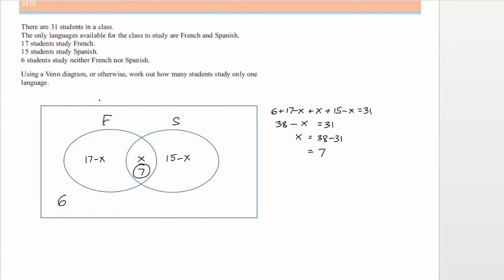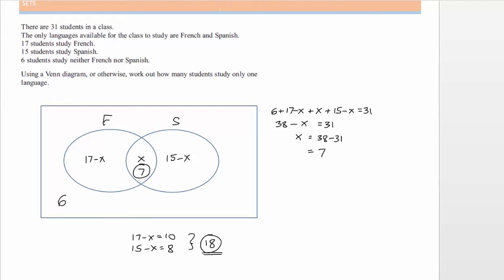Now we're in a position to go back and answer the actual question. How many study only one language? Well, we have 17 take away x, which is 10 students. 15 take away x, which is 8 students. So how many study only one language?